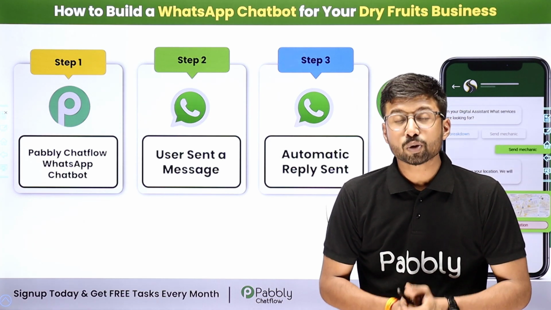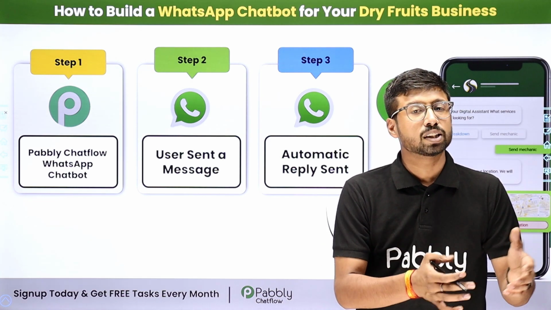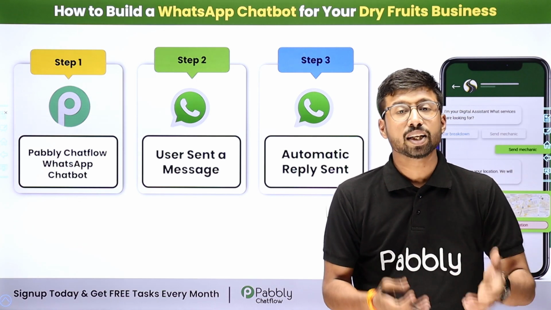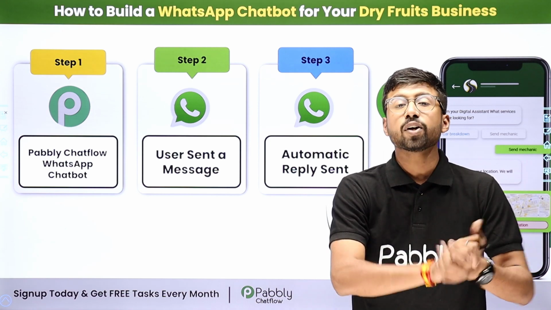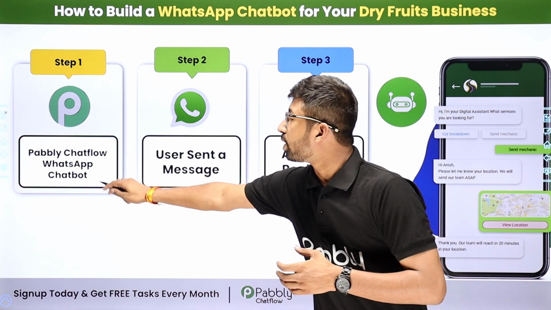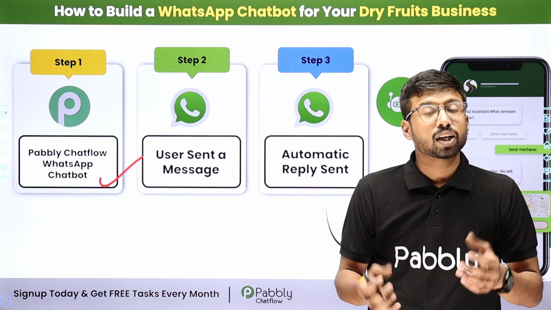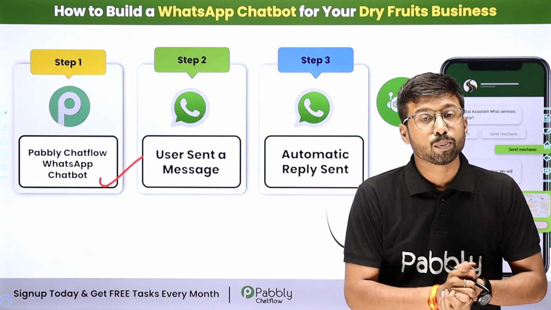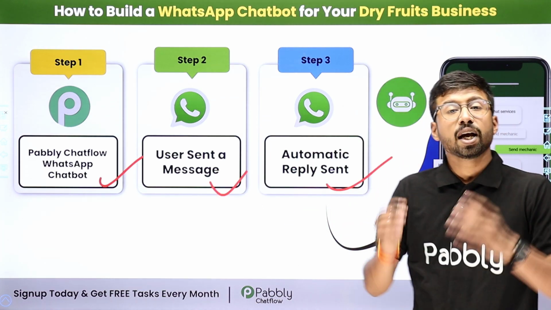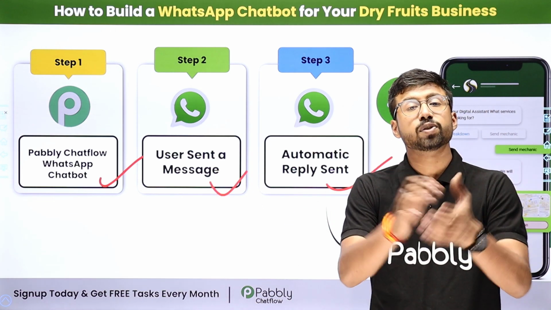Now this chatbot will not only share the details of the product with the pricing, but if you want, the users can place the order and send their details like their name, address and other details, and you can collect the orders too. All we have to do is create a Pabbly WhatsApp chatbot. After creating this chatbot, whenever a user sends us a message on WhatsApp, this chatbot will automatically start replying to the messages and offer all the products and services which you have.